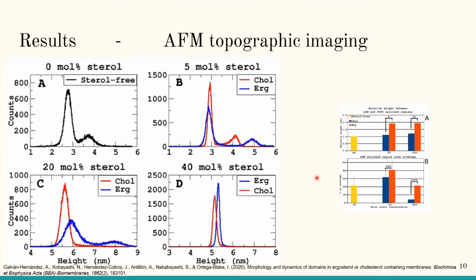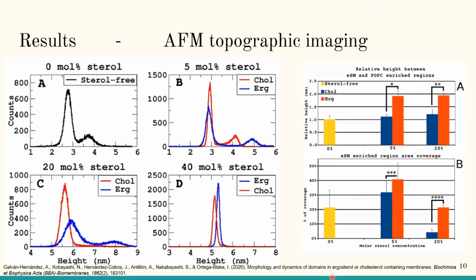When you analyze that in numbers, this is what you get: a very different relative height between the phases for bilayers containing ergosterol than for those with cholesterol. And this is an almost 1 nanometer difference, which is really big when you're talking about bilayers. Also, the area coverage of the domains remains quite high for ergosterol-containing membranes. At 40, there are basically no more domains.